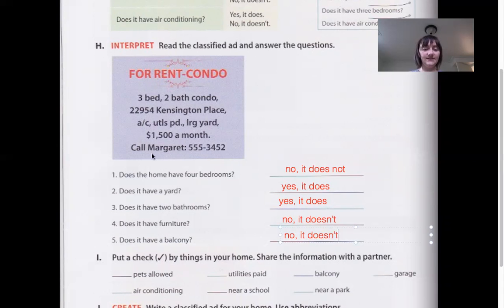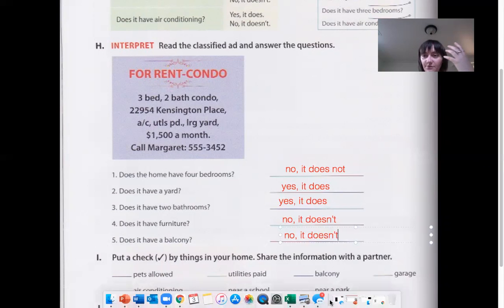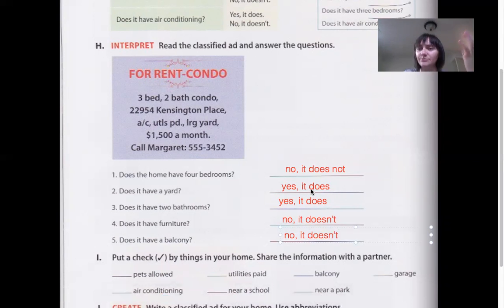All right, the next part is put a check by things in your home. Share the information with a partner. So since we're not in-person class, I'll just do it with you, okay? So put a check by a thing you have in your home, right? So do you have pets allowed where you live? I don't. So I'm gonna put an X. I don't have pets allowed.